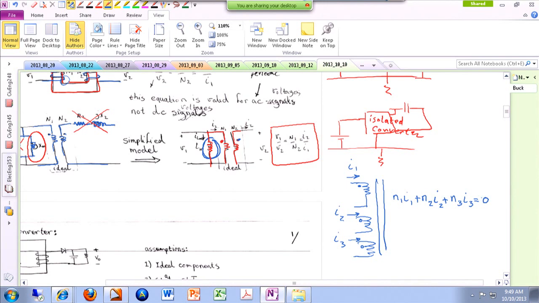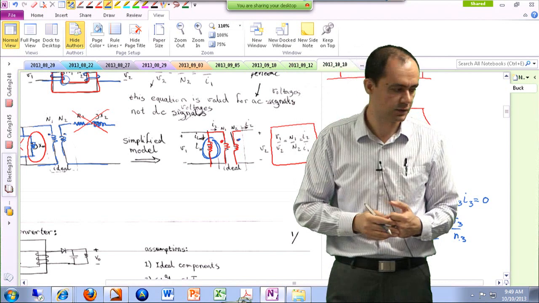Okay. So the direction of current is very important. All of these currents are flowing into the dotted nodes from the outside world. And obviously the voltage is easy. You always give the positive polarity to the dotted node, the negative polarity to the undotted node. So this would be like V1, V2, V3. And you can always write V1 over N1 is the same as V2 over N2 is the same as V3 over N3. And if I have a fourth winding, you can just extend this.